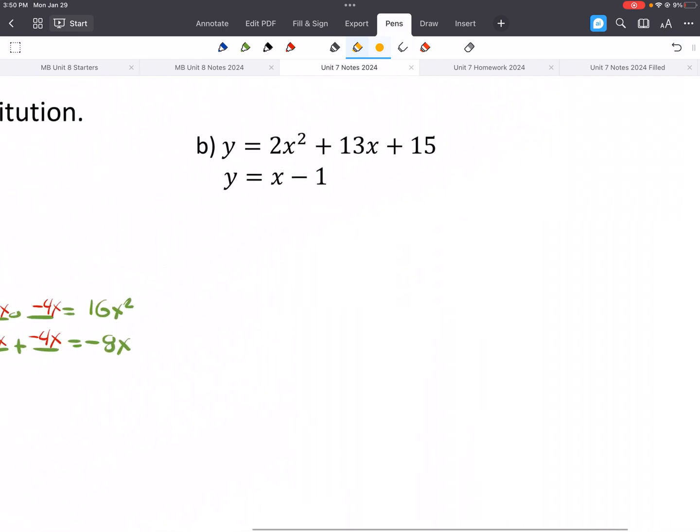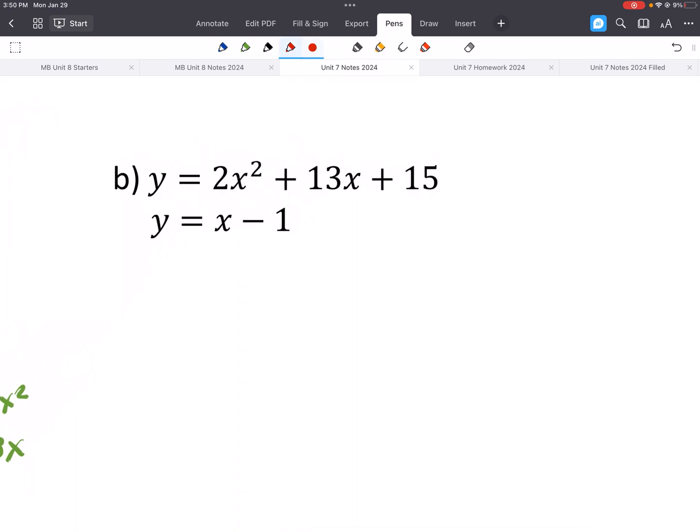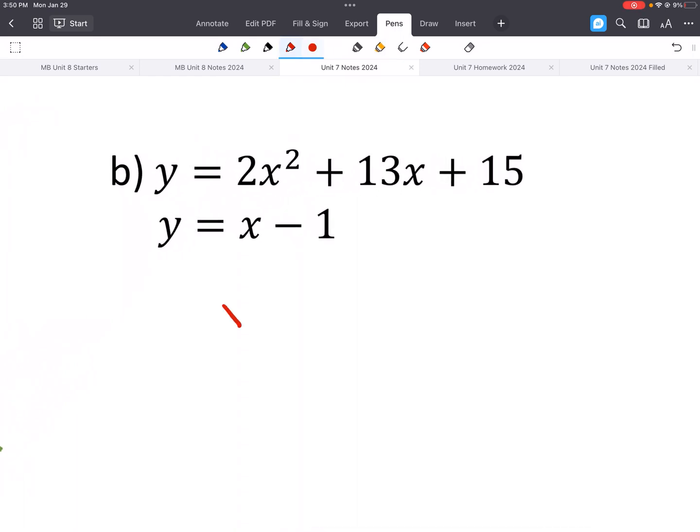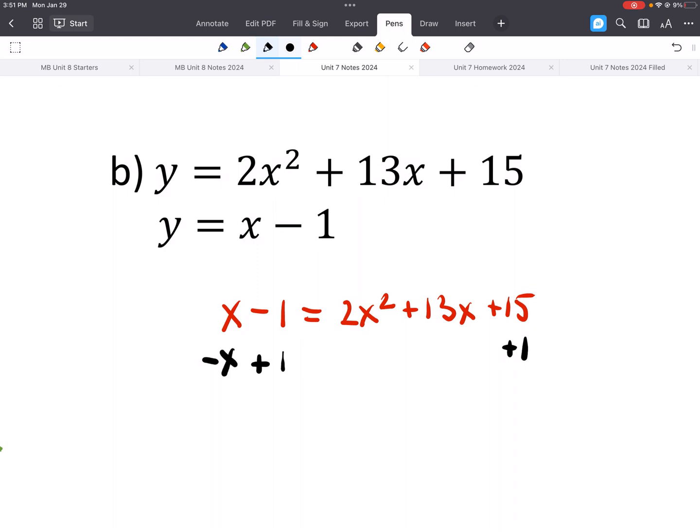Alright, so let's try another. Again, we have two equations. Set them equal to each other. That's what we want to find, is where they're equal to each other. Okay, get everything on one side, so we'll add 1 to both sides. We'll subtract x from both sides. Again, that is like subtract 1x if you wanted to put a 1 in front for the coefficient. So that will give us 0 equals 2x squared plus 12x plus 16.